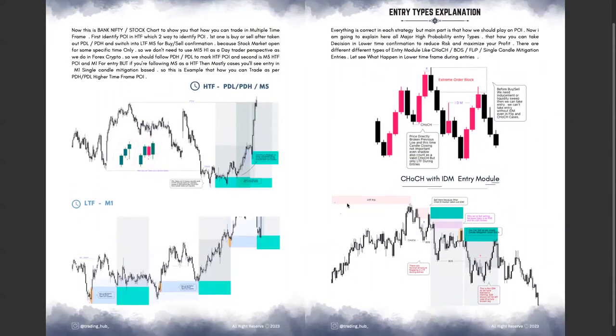Entry types explanation. Okay, this is an entry based on the previous day high low sweep. As I mentioned, when the market has taken out the previous day candle low, this is how you can trade, chop and buy or sell, right? Same thing is here.